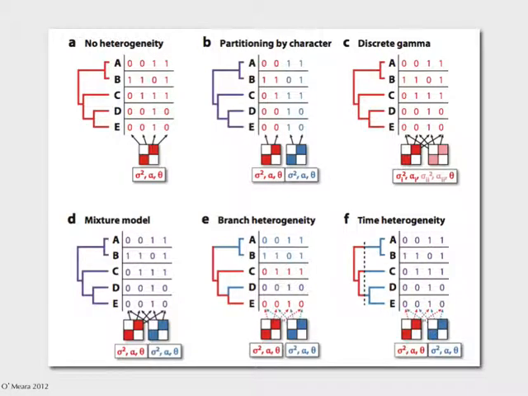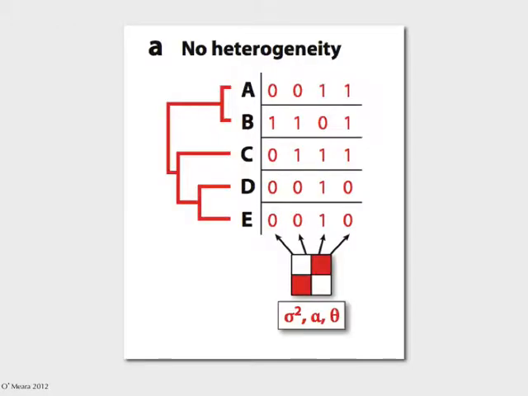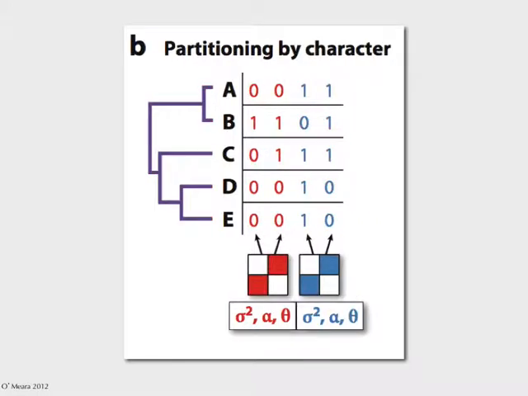Okay. And so, there's another review paper sent around, right? And there's different ways of dealing with heterogeneity. Okay. And of course, the first way, and always the most popular, is by not. Okay. So, okay, now there might be some heterogeneity. I'll assume there's none. So I'll use the same matrix for everything. I can partition by character.